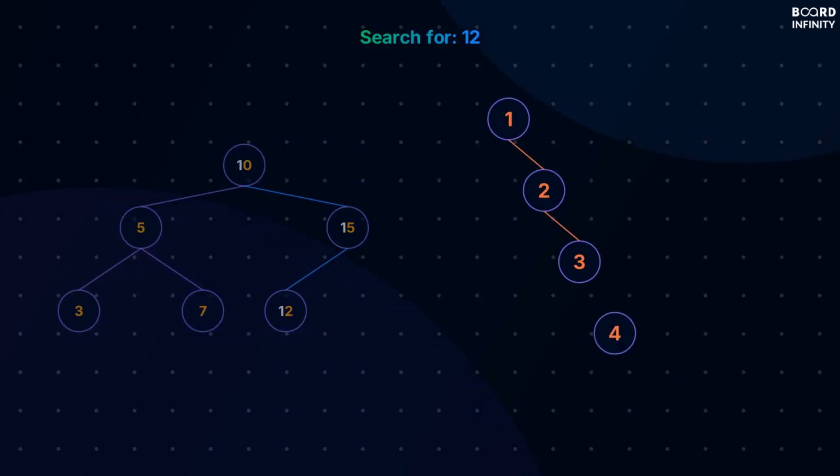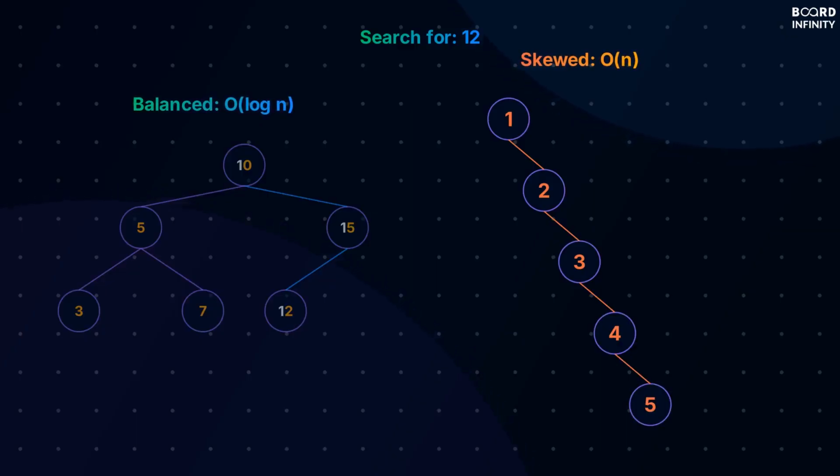The efficiency of a BST heavily depends on its structure. A balanced tree, like the one we just built, keeps operations fast. But what happens if the tree becomes skewed and loses its balanced shape?